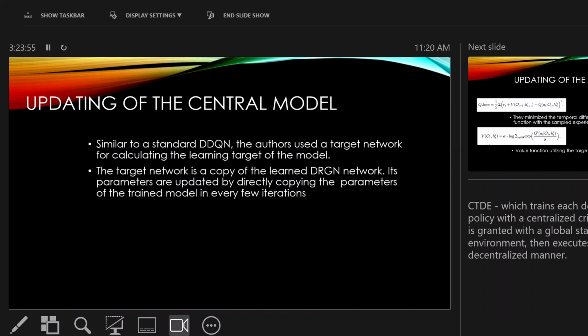Similar to a double DQN, which most DQNs do, there is the target and the learning model. That's how they approached it. The whole premise of having the learning and the target is for stability of the model. And the target will be updated from time to time based on what the learning model is.